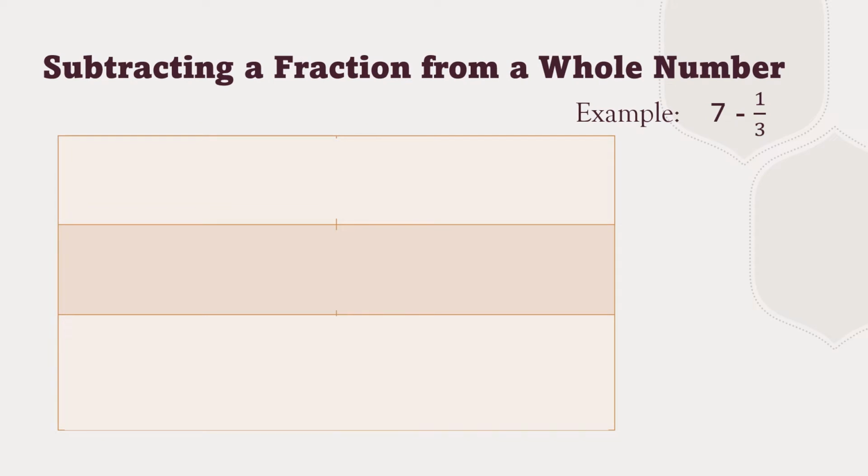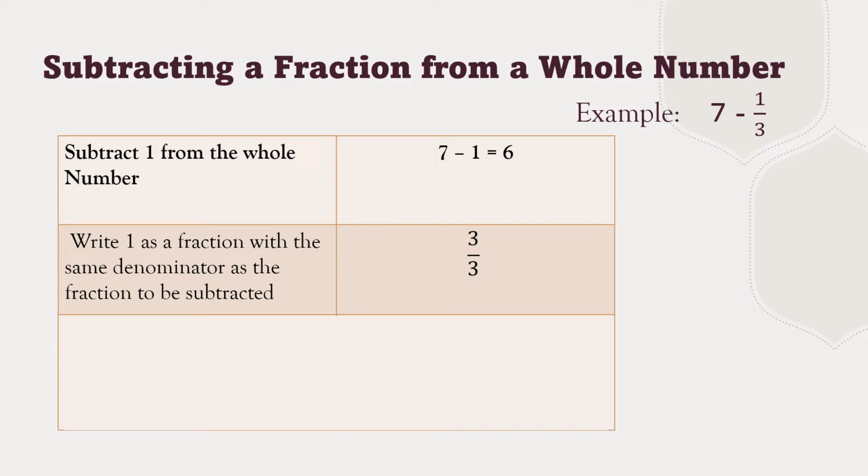Subtracting a fraction from a whole number. So we have here an example, 7 minus 1/3. The first thing that we do is to subtract 1 from the whole number. So we have 7 as a whole number. We will deduct 1 from this. So our whole number remaining is only 6.